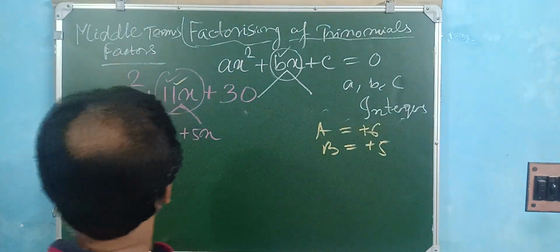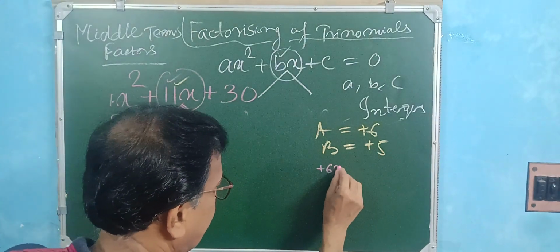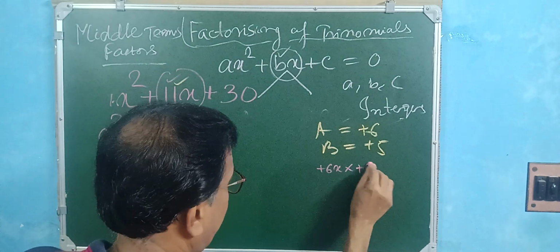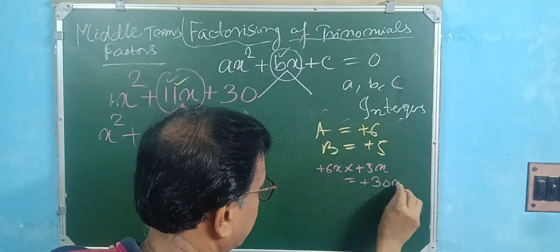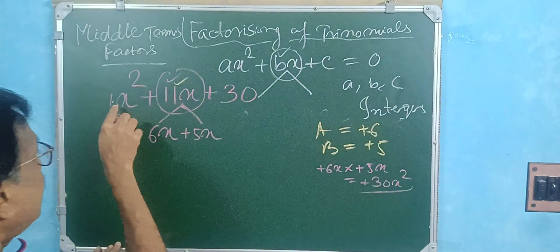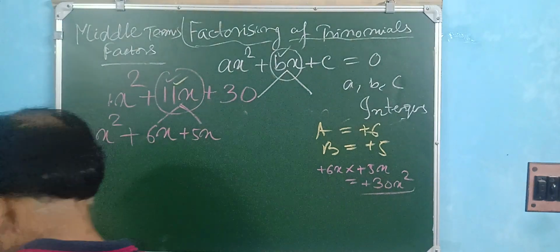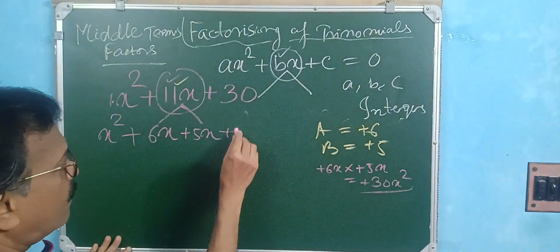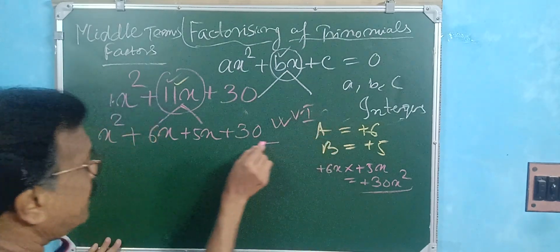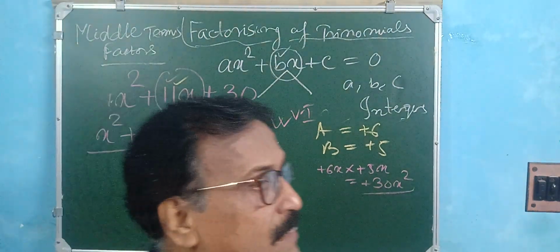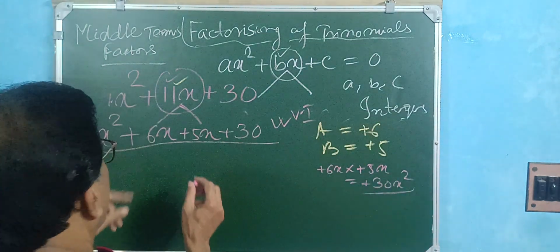Now the second condition: if you multiply plus 6x into plus 5x, plus times plus is plus, 5 times 6 is 30, so plus 30x square. Clear? This is the very important line. If there is a mistake, the total sum will be wrong. Okay, no problem. Now the grouping and taking the common factor.